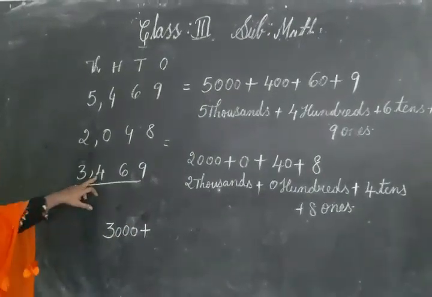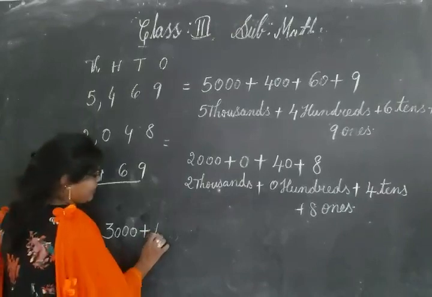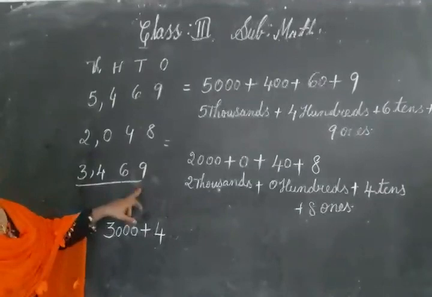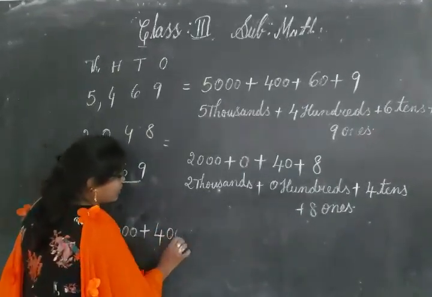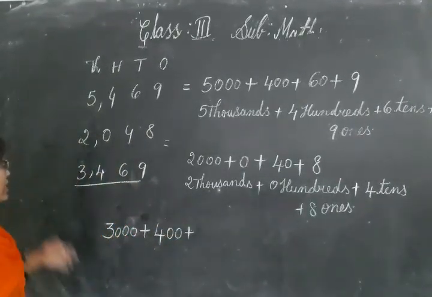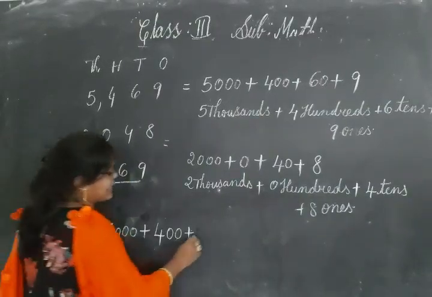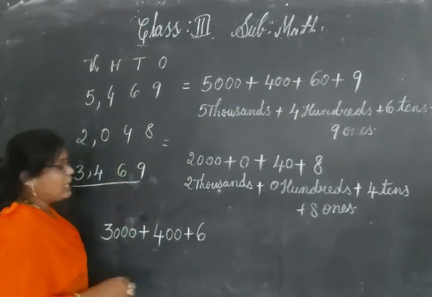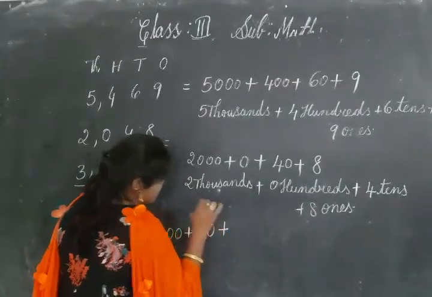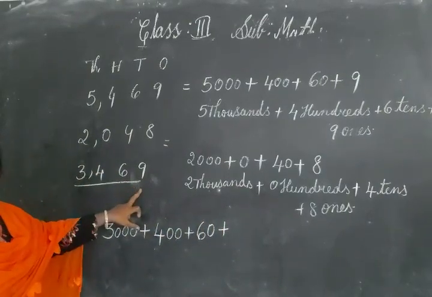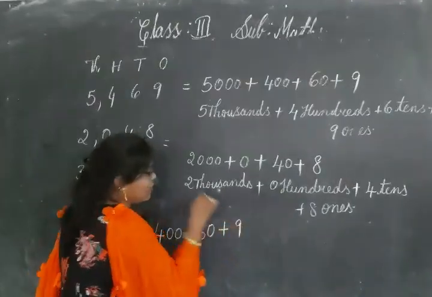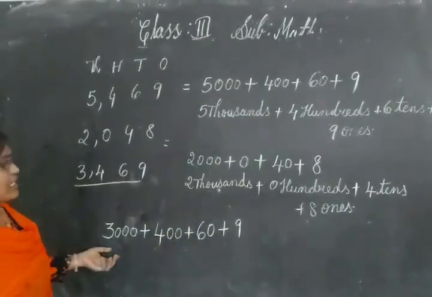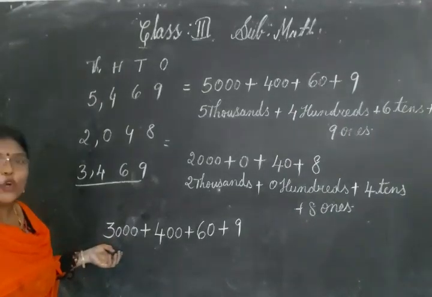What is the second number? 4. How many digits can you see after 4, children? Only 2. So write 2 zeros, that is 400. And the third digit is 6. So write 6. How many digits can you see after 6? Only 1. So write 1 zero, that is 60. What is the last digit? 9. And there are no digits after 9. So no zeros. So this is the way to write the expanded notation.